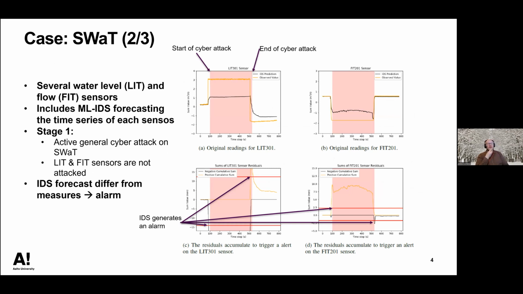So for example, here is an example, a water level sensor and a flow sensor. And included is a machine learning intrusion detection system that forecasts the time series of each of the sensors. And in phase one, we assume that there's an active general cyber attack on this water plant, but these sensors themselves are not attacked.